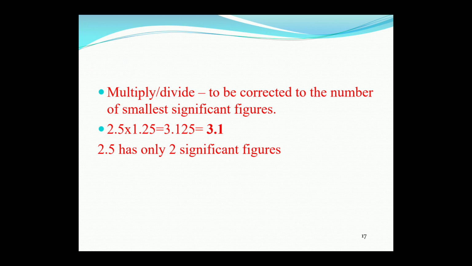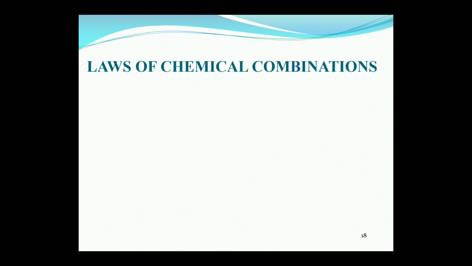Multiplication and division similarly are corrected to the smallest number of significant figures. Here we can write the multiplication of 2.5 into 1.25 is 3.125. So we can write 3.1, which has 2 significant figures. So the answer would be written in this way.